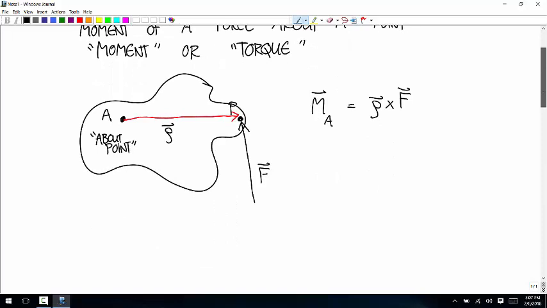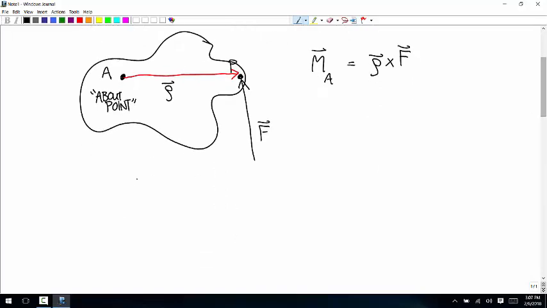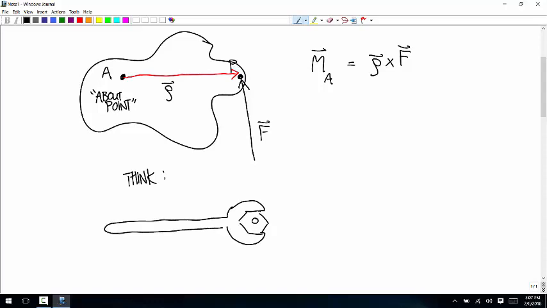And the idea of that is, I think this is the easiest way to think about it. If you're trying to turn a stuck bolt with a wrench, and say you're capable of applying 100 newtons of force or something, what's going to happen if you apply that 100 newtons of force here, or here, or here?